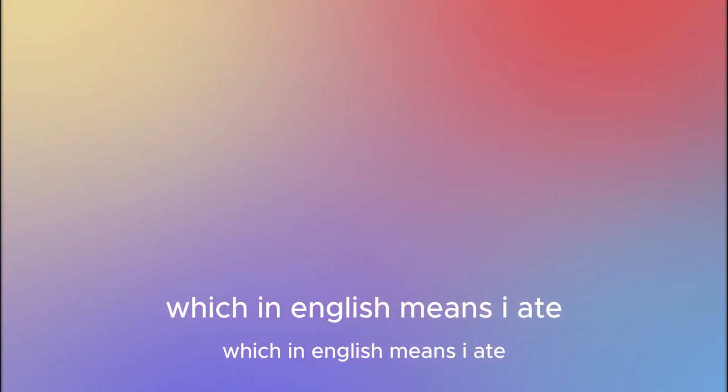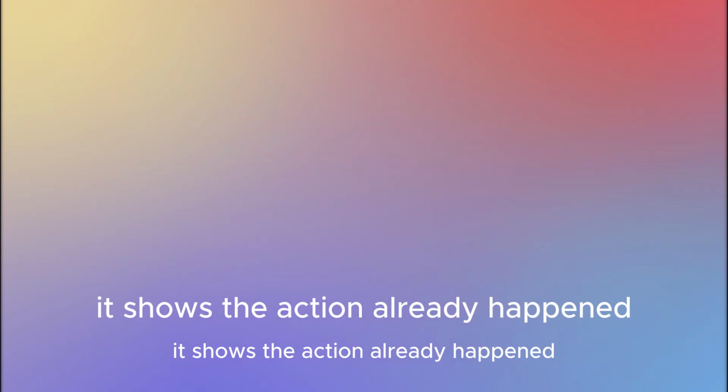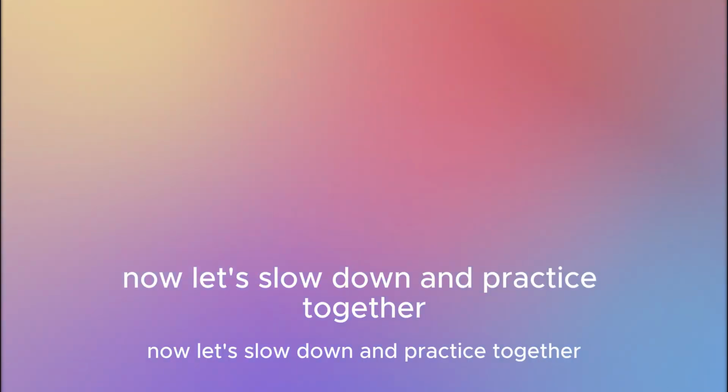Now another example. Tôi đã ăn, which in English means I ate. Đã, which in English means past marker. It shows the action already happened. Now let's slow down and practice together.